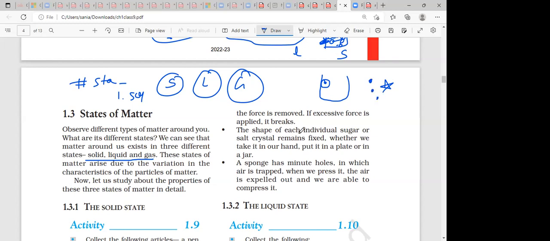So the shape of each individual sugar or salt crystal remains fixed, whether we take it in our hand, put it in a plate or in a jar. The shape of the sugar particle is going to be the same. Whether you keep it in an oval jar or a straight jar, wherever it is, you cannot change the shape of the sugar or salt particle. Is it clear?